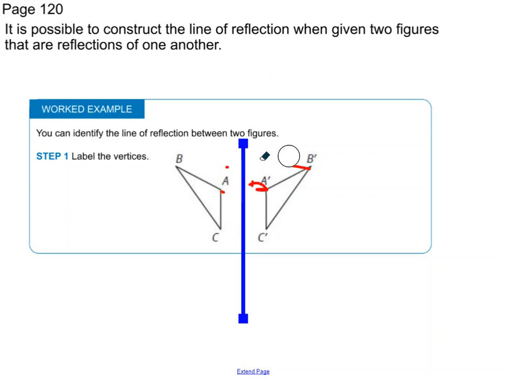So a brief recap on lines of reflection. Let's connect those two. So we think this blue line is going to be the perpendicular bisector. How I would do that, I would get my compass tool out.